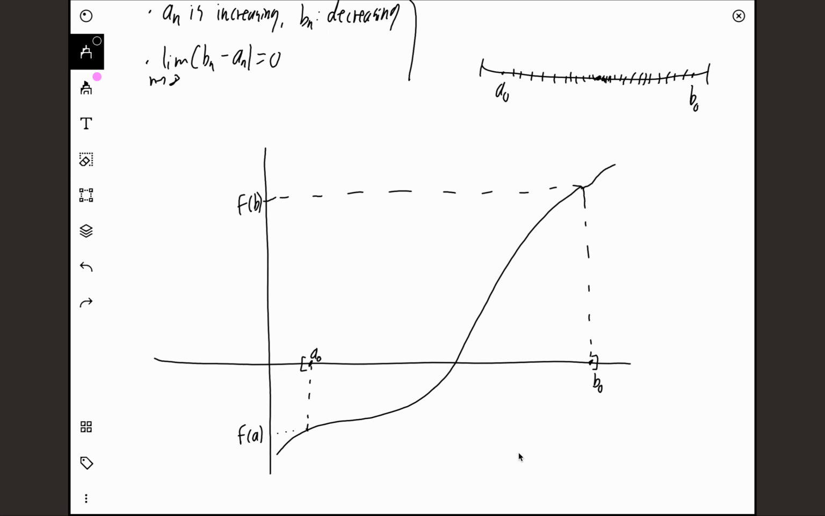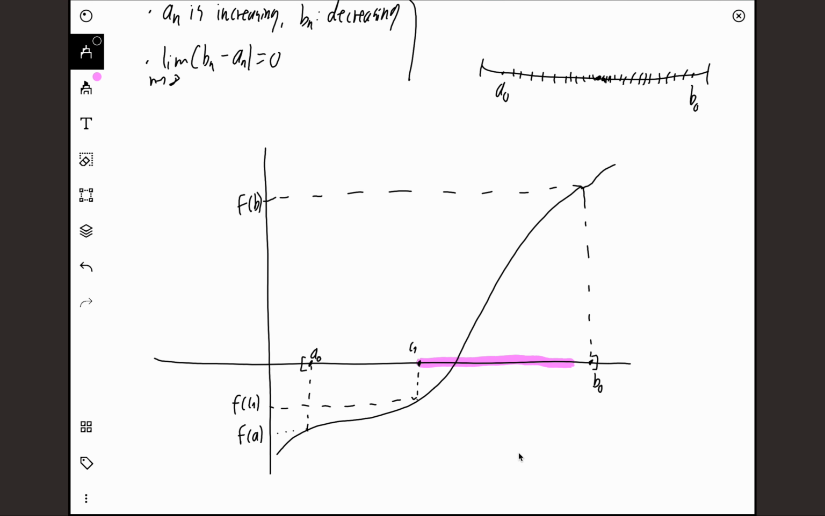So basically, we have a0 and b0, and for the first step, we pick the midpoint between a0 and b0. Actually, I drew the function too close to the midpoint, so let's say the midpoint's here, just so we're not already on it, and we're going to call this c1. Then we check what f of c1 is. Now, if f of c1 is less than 0, then we disregard this half of the interval, and we only focus on this part of the interval.